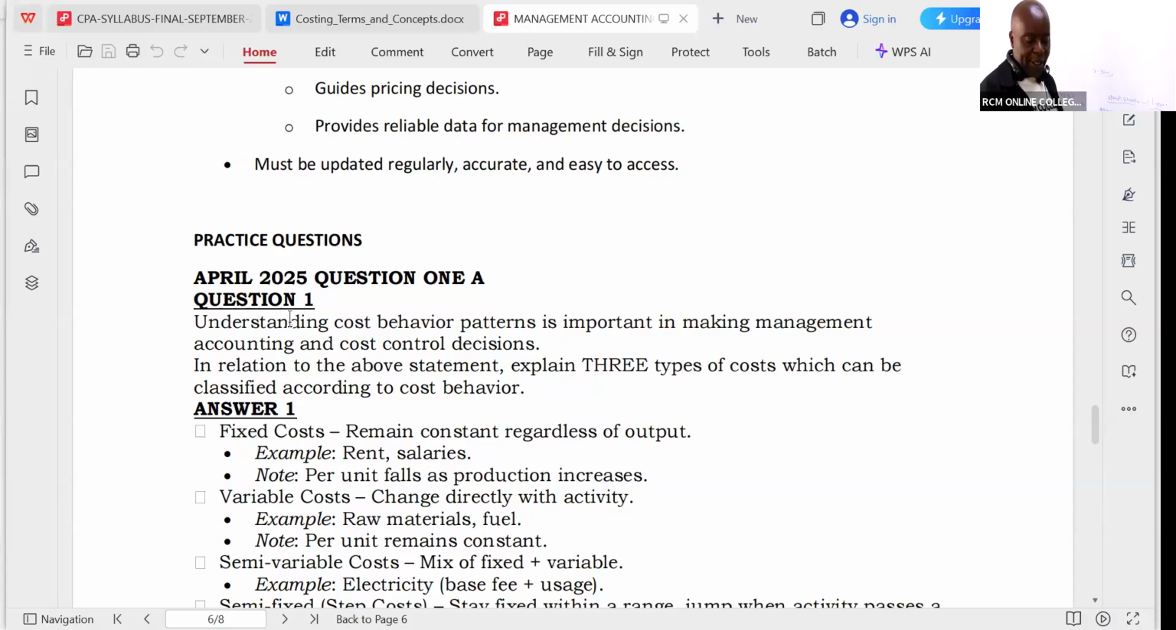Understanding cost behavior patterns is important in making management accounting and cost control decisions. In relation to the above statement, explain 3 types of costs which can be classified according to cost behavior. When I teach you, you'll be able to answer this question without me coming to give you answers again.